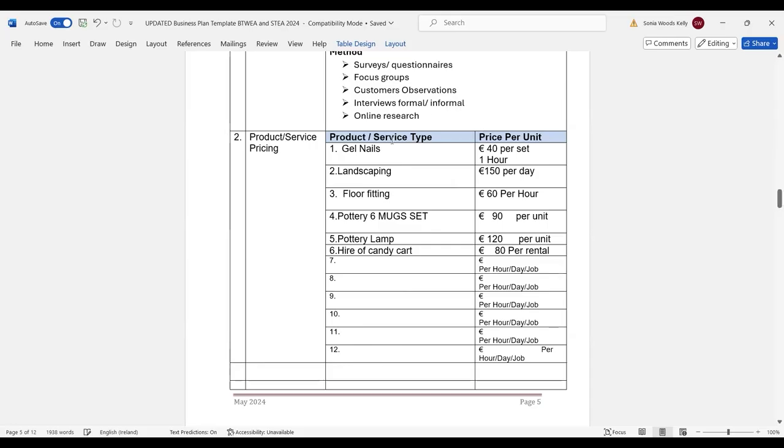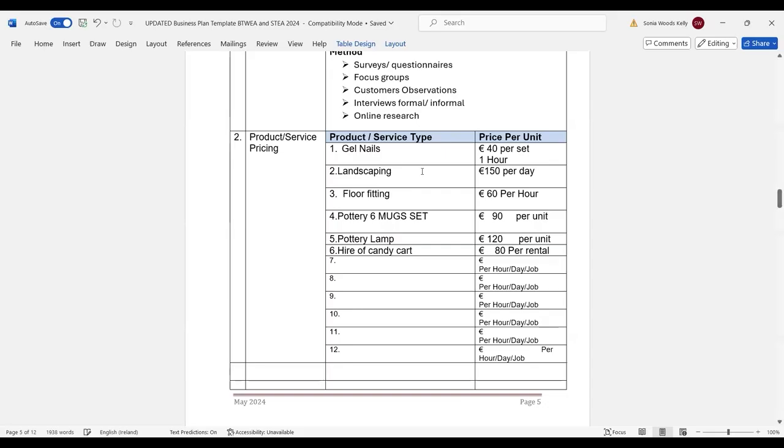So just a couple of examples. The first one here is gel nails. So if you were setting up a beautician's and gel nails were one of your services, this would be a cost per service. So 40 euros per set, and you would estimate it would take 1 hour to prepare a set of gel nails.